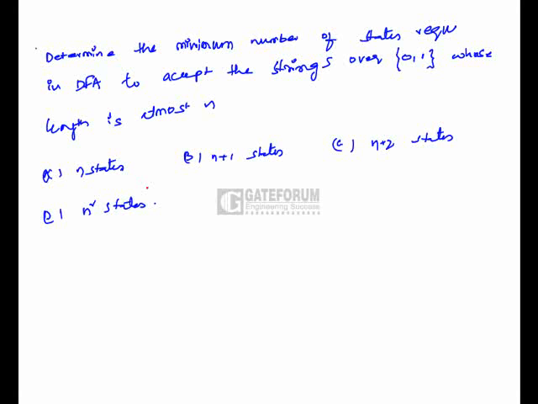Determine the minimum number of states required in a DFA to accept the strings over 0, 1 whose length is at most n. Option A is n states, option B n plus 1 states, option C n plus 2 states, and option D n square states.